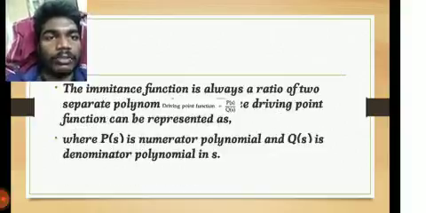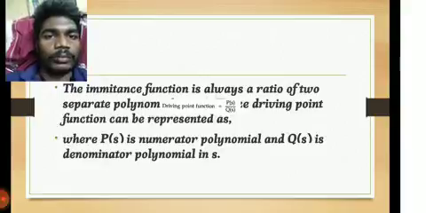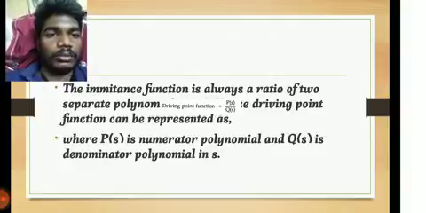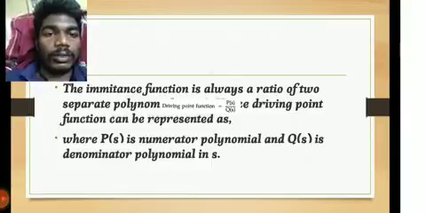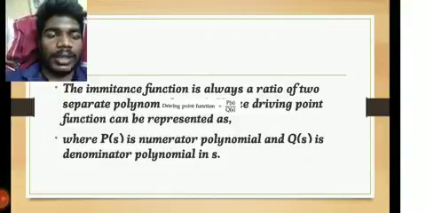The impedance function is always a ratio of two polynomials. So the driving point function is equal to P of S by Q of S, where P of S is the numerator polynomial and Q of S is the denominator polynomial in S.